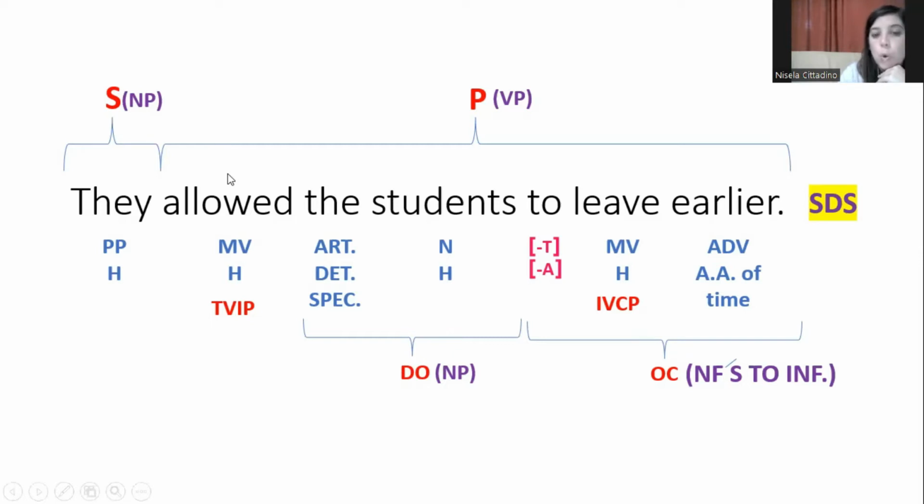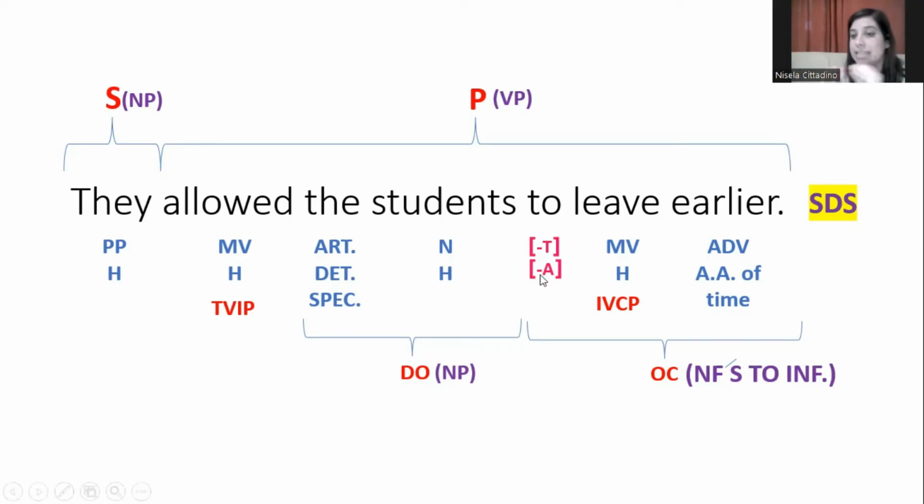They allowed who? The students. So the students is the direct object. And it's a noun phrase, the students. So I have to analyze it inside. The, it's an article, a determiner, and a specifier. Students is the noun and the head of the noun phrase, okay?